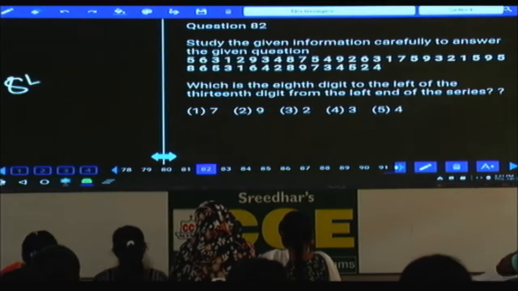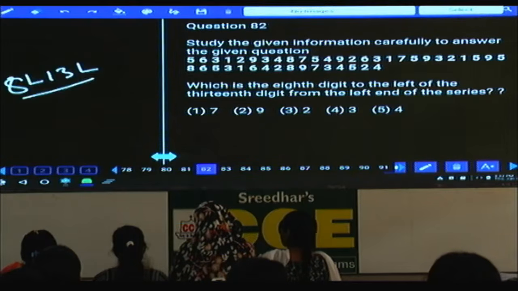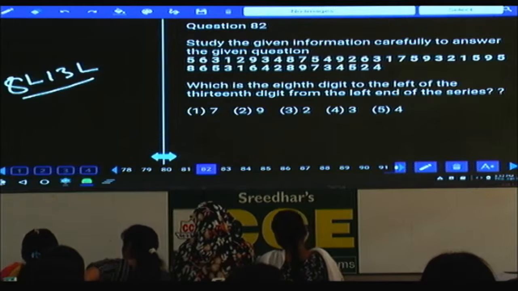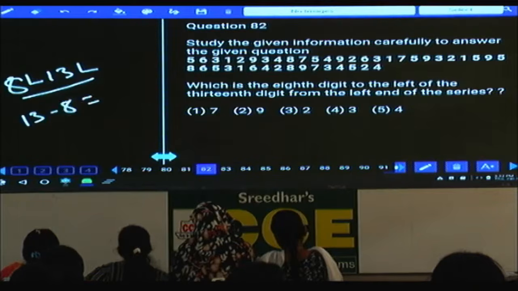Then 82, which of the following is 8th digit to the left of 13th digit from the left hand? 8th left, 13 left. Left and left means same or opposite direction? Same direction. Same direction we need to subtract. Now subtract means 13 minus 8. 13 minus 8 is how much?